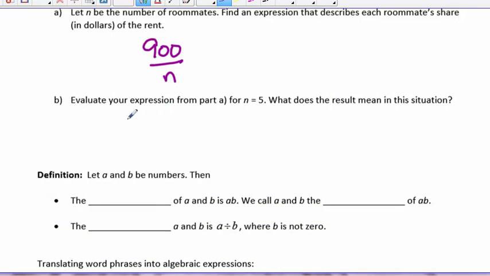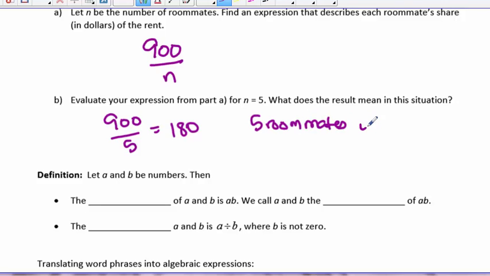Evaluate the expression for N equals 5. 900 divided by 5 is 180. What does the result mean? 5 roommates, N is 5. 5 roommates would pay $180 each.